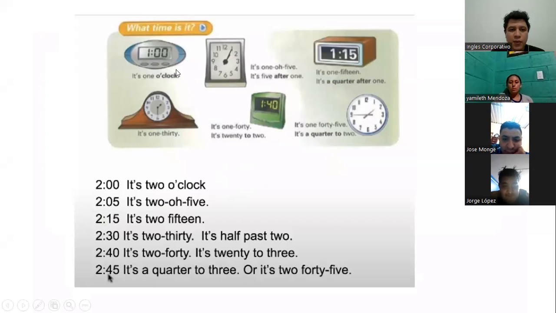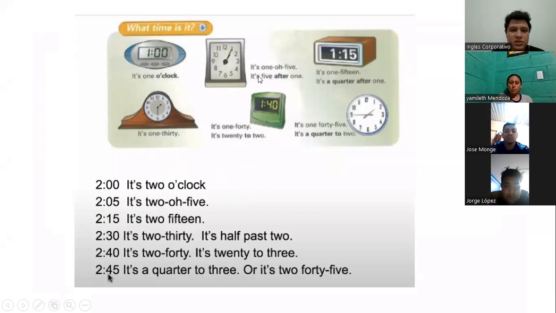So now, guys, veamos estos mismos relojes, las mismas horas, pero ahora, a todas estas horas que vemos aquí, chicos, vamos a ponerle las dos, ¿ok? Por ejemplo, la primera, 2 p.m. So, diríamos, it's 2 o'clock, right? Ahora, las 2 y 5. It's 2:05, you see? Aquí era 1:05. Ahora es 2:05.